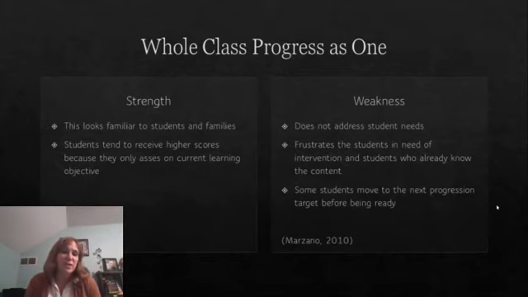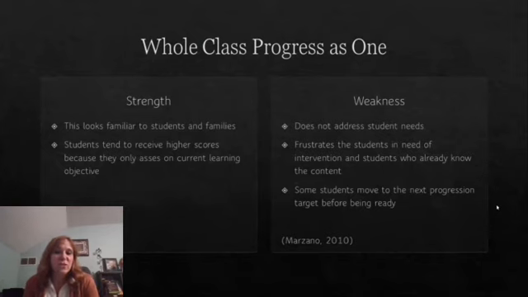Some of the strengths of that is it looks familiar to students and families. It's very similar, even if it's standards based, to what our students are facing now, that unit to unit, day to day progression. Another strength is students tend to receive higher scores because they only assess on that current learning objective. Some of the weaknesses of that, it doesn't always address our students' needs and the intervention or extensions when the whole class progresses as one.